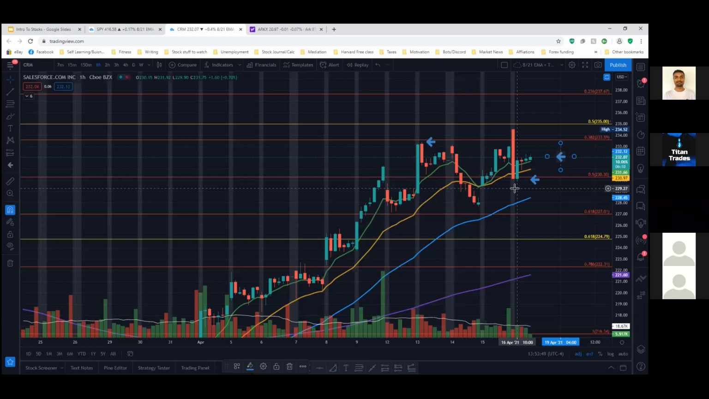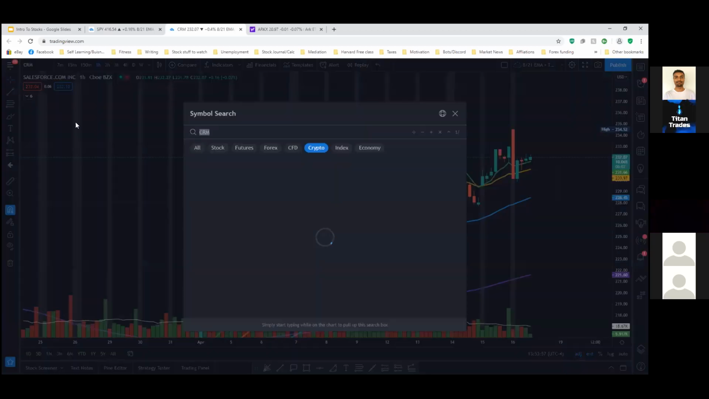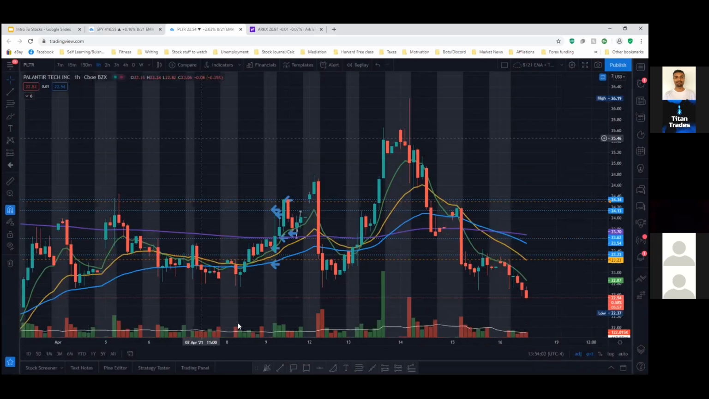Let me read a question real quick. Can the mother candle be used for a green candle if a trader is looking to play the downside? Yeah. So let's do, what's a bearish stock today? Good old PLTR. We'll do that one real quick.